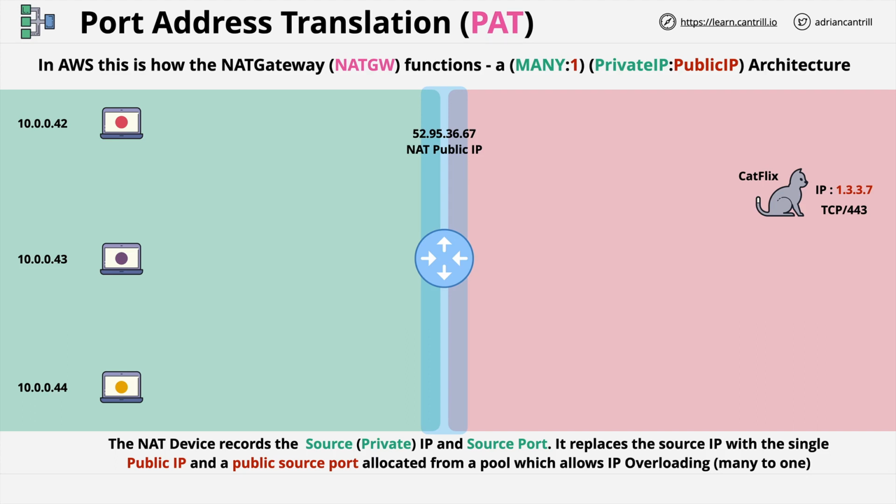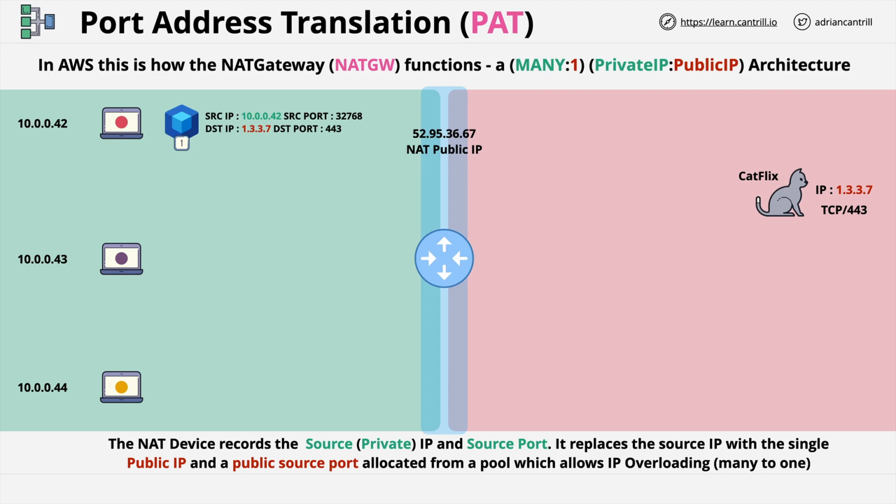So at this point, let's say that the top laptop, so the red laptop, generates a packet, and the packet is going to Catflix. So its destination IP address is 1.3.3.7, and its destination port is 443. Now the source IP of this packet is itself, so the laptop's private IP address, and the source port is 32768, which is a randomly assigned ephemeral port.